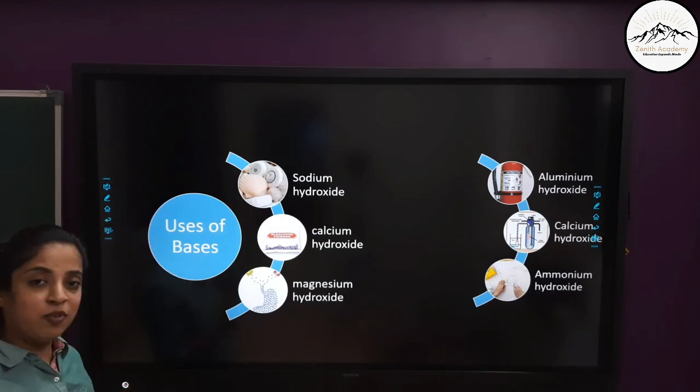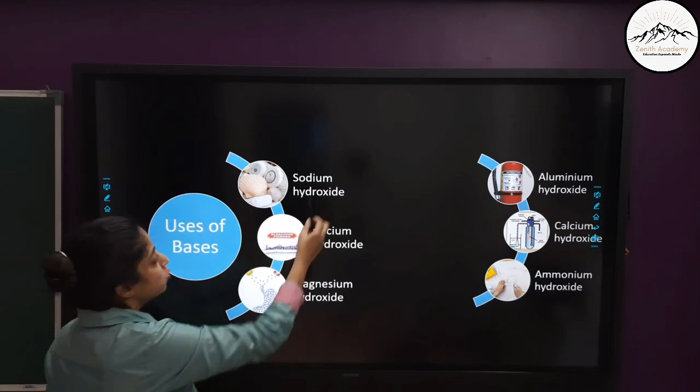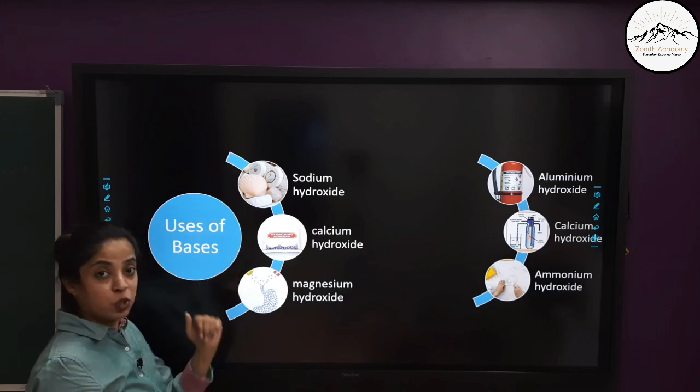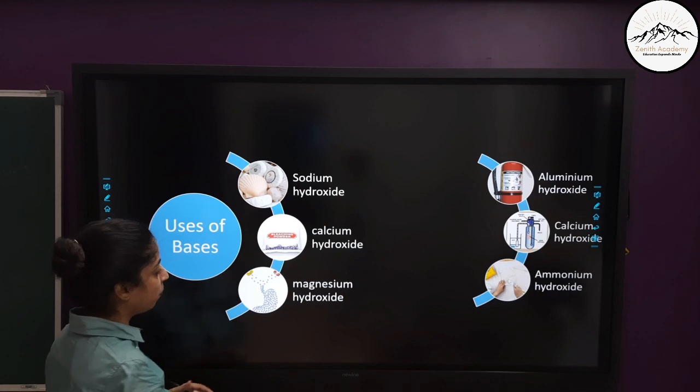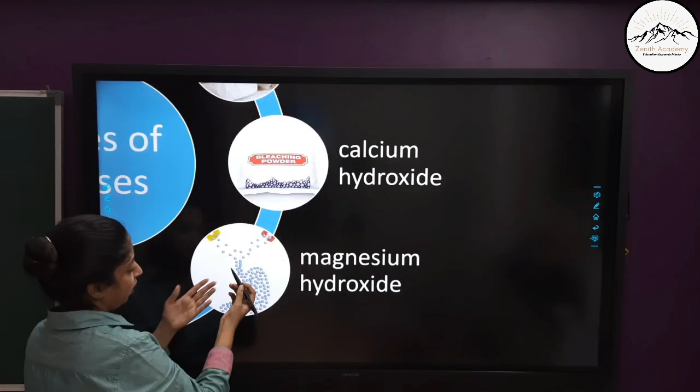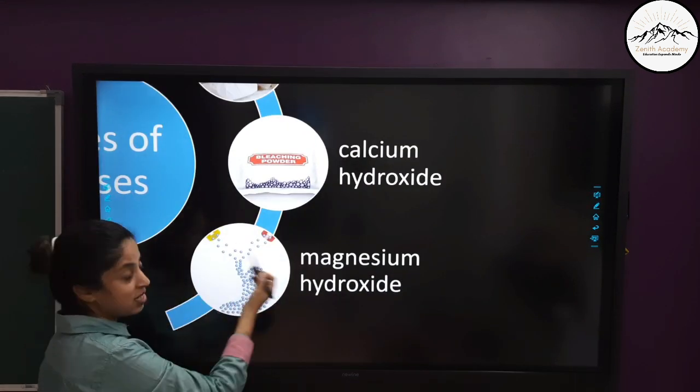Now let us read the uses of bases. Now sodium hydroxide is used in making of soaps. Calcium hydroxide is used in making bleaching powder. This is a very interesting use. You can make out here that this is used as an antacid.